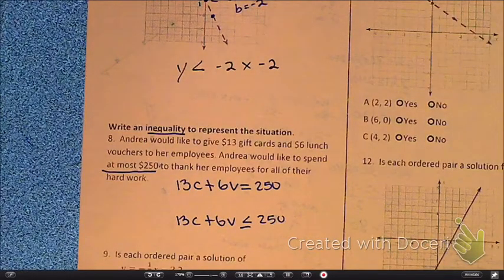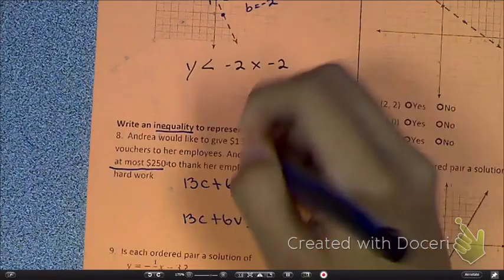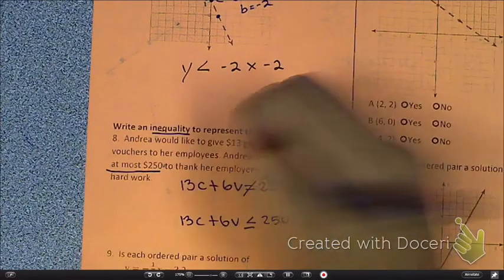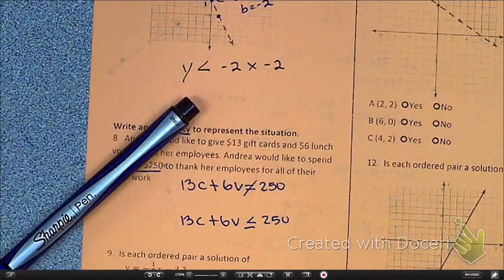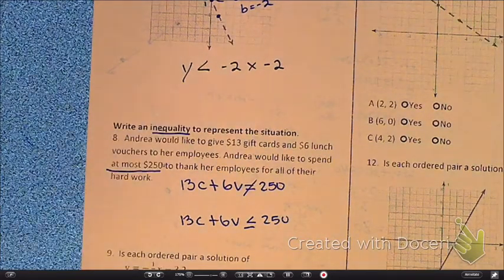Alright, so her first line, 13c plus 6v equals 250. That was just to help her set it up. You don't need an equal sign, so cross it out for me. So we know it said at most. At most means less than or equal to. You can spend a maximum of 250. Any questions? No, Miss R.